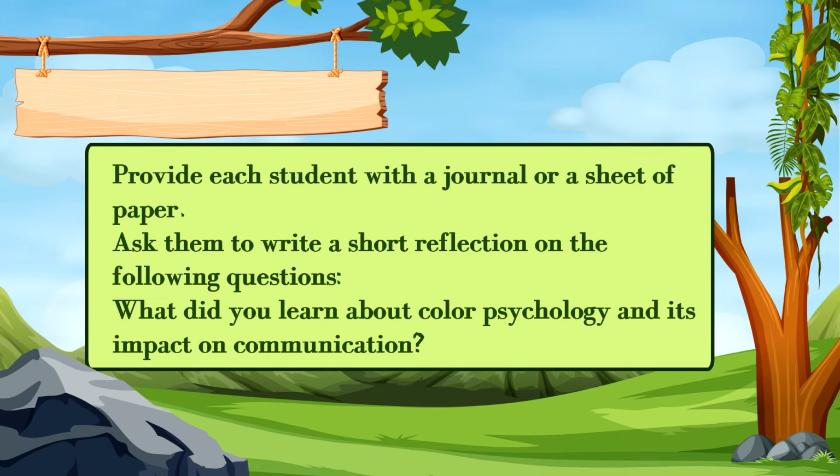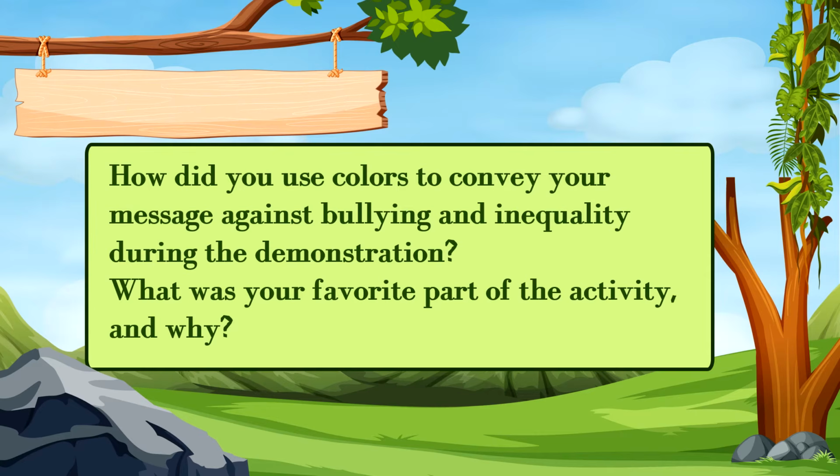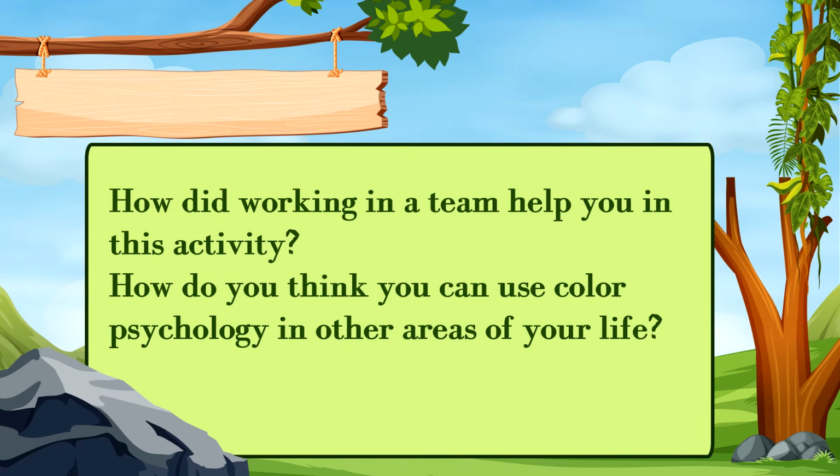Provide each student with a journal or a sheet of paper. Ask them to write a short reflection on the following questions. What did you learn about color psychology and its impact on communication? How did you use colors to convey your message against bullying and inequality during the demonstration? What was your favorite part of the activity and why? How did working in a team help you in this activity? How do you think you can use color psychology in other areas of your life?